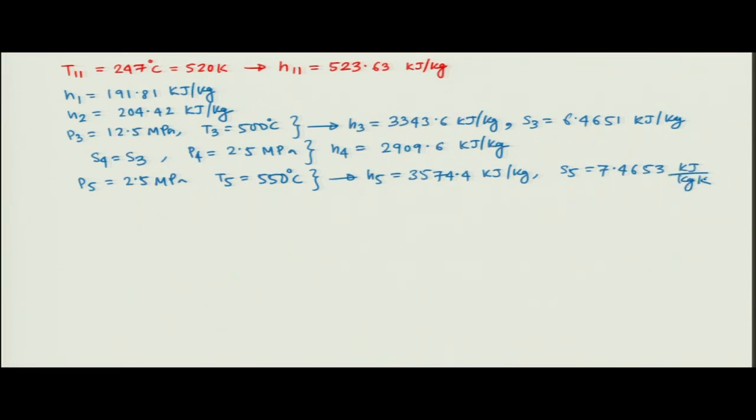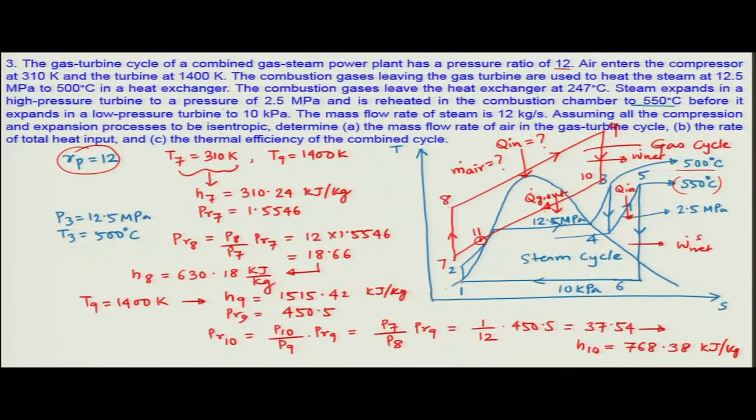Now you can equate S5 equal to S6, and you know that P6 is 10 kilopascal, that is the condenser pressure. You can find X6 first. X6 can be obtained as 0.9089, and then you can find H6, which you obtain as 2365.8 kilojoule per kg. So these are all the 6 points on the steam cycle. Now you know all the enthalpies of different points on both the gas cycle and the steam cycle.